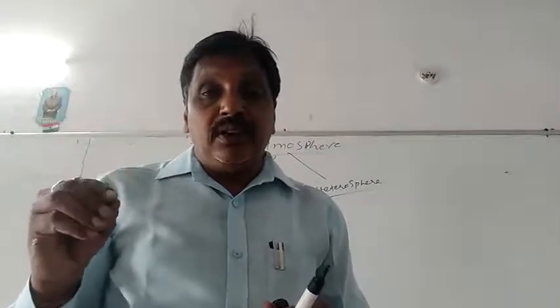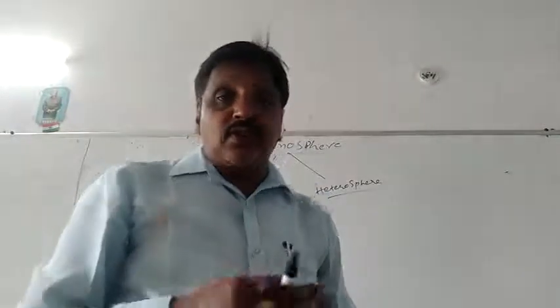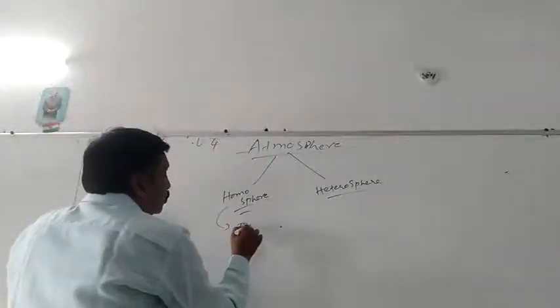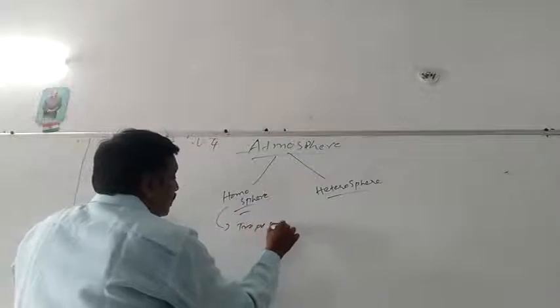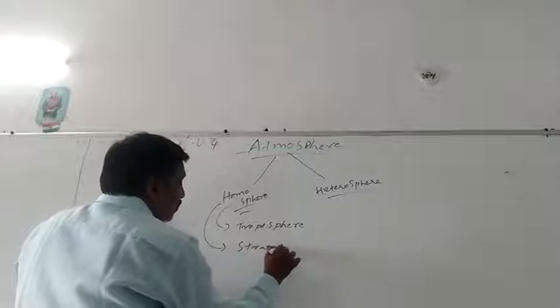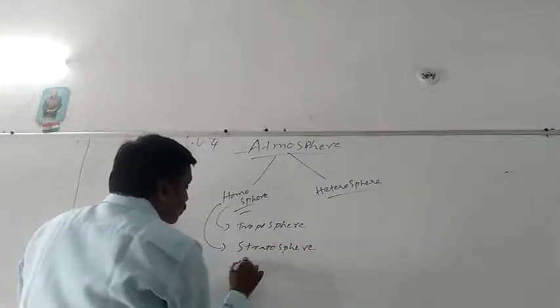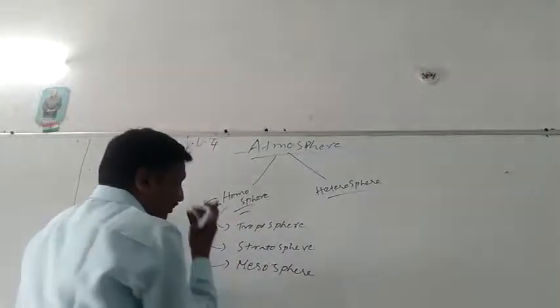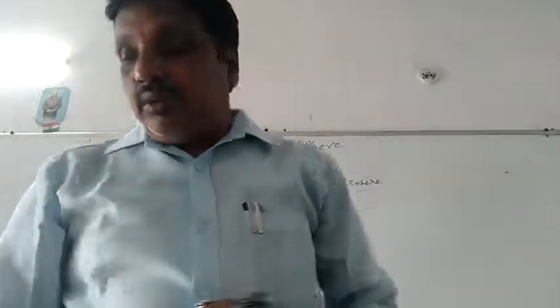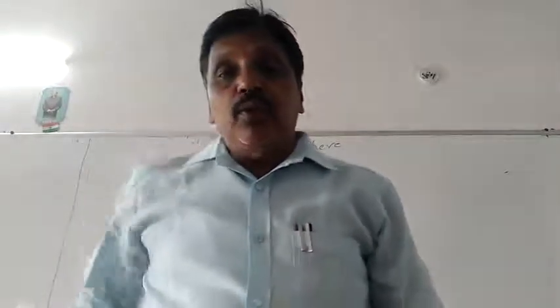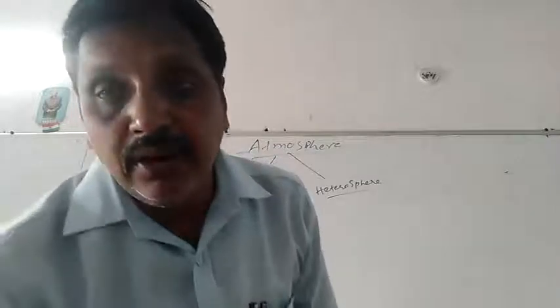So now we see homosphere getting divided again into 3 layers. What are the 3 layers? One is troposphere. Another is stratosphere. And another is mesosphere. Got it? So these are the 3 layers existing in the homosphere.